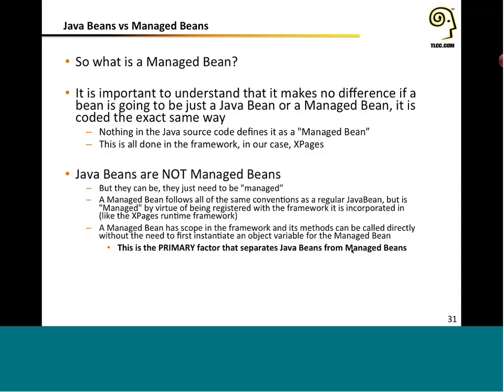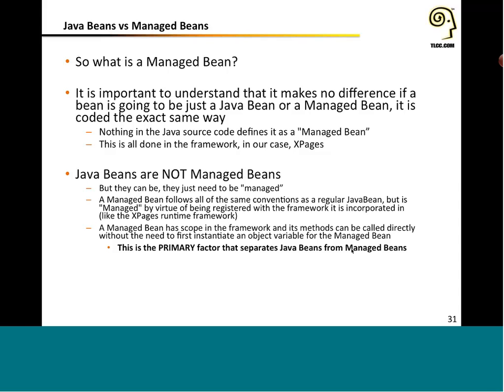Okay, as managed properties. One of the biggest things that differentiate the two is a managed bean has scope in the framework, and its methods can be called directly without the need to instantiate the object each place you're going to use it. Which means I can actually call a method of a managed bean in the before page load event. And then that bean and its methods are available to me. If I say that's in, like, session scope, then that's available to me through the entire session of that particular application. And that's really the primary factor that separates Java beans and managed beans: that scope.